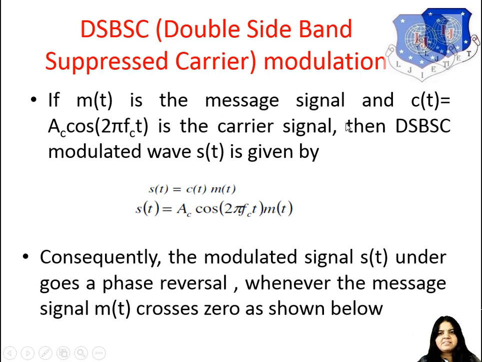If the message signal is m(t) and c(t) = Ac cos 2πfct is the carrier signal, then the DSBSC modulated wave is denoted by s(t). s(t) is the carrier multiplied by m(t), so it is Ac cos 2πfct times m(t). Consequently, the modulated signal s(t) undergoes a phase reversal where the message signal m(t) crosses zero.